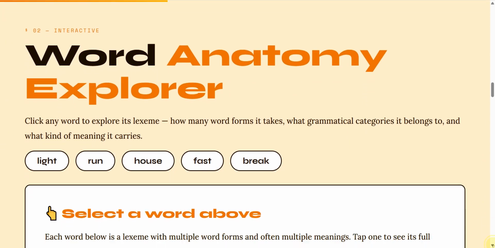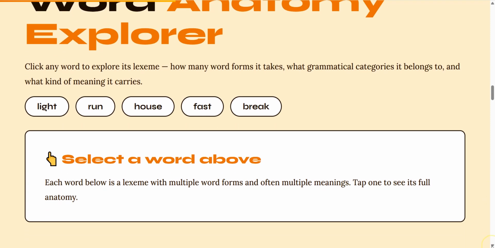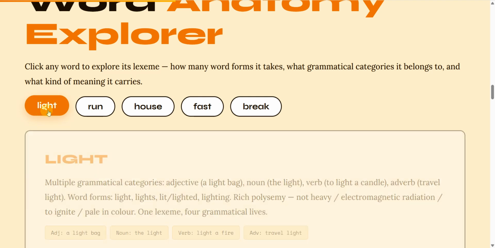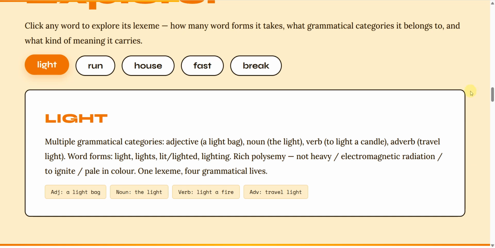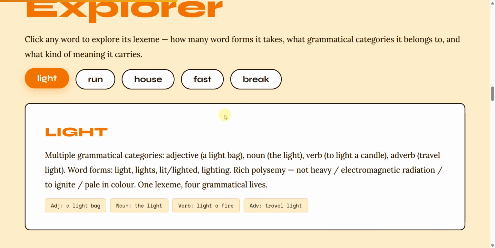Then comes another part, the Word Anatomy Explorer. Click any lexeme to explore. Take a lexeme like light. Let's scroll a bit more to see it clearly. So here it is, multiple grammatical categories: light.